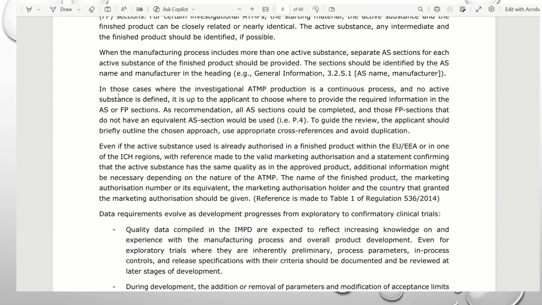Basically in this section they're stating that the applicant can choose where you want to start as your active substance and where you want to finish as your finished product. Because if it's a continuous process and your active substance moves straight into finished product manufacture, it's difficult to define it. You don't have a separate batch per se because it's all the same process, and therefore it's up to us, the applicant, to choose where to provide the information in the active substance or finished product specs sections.